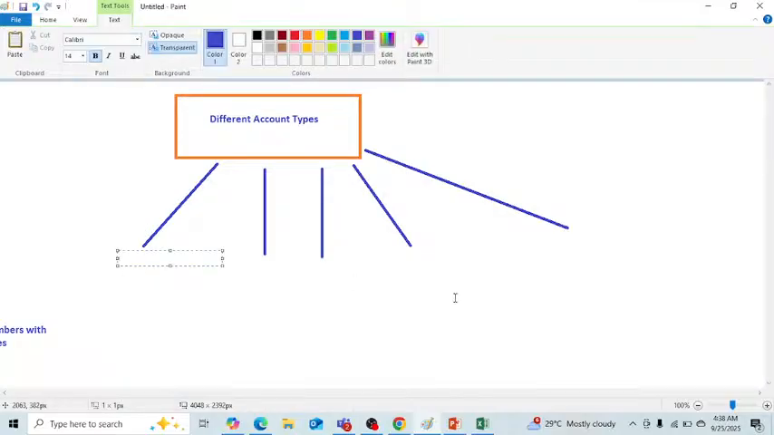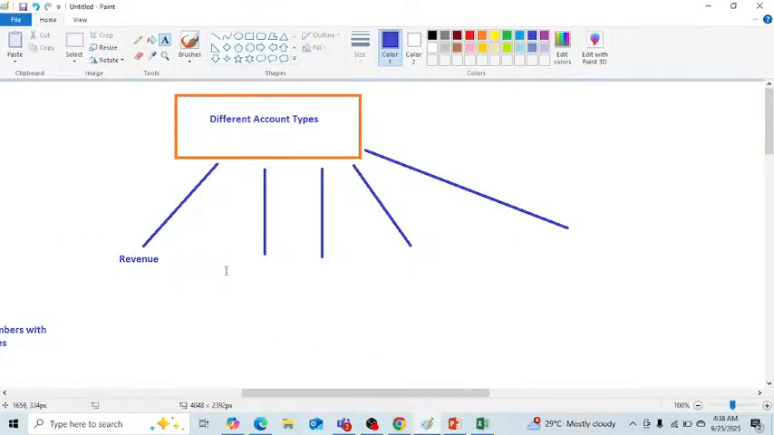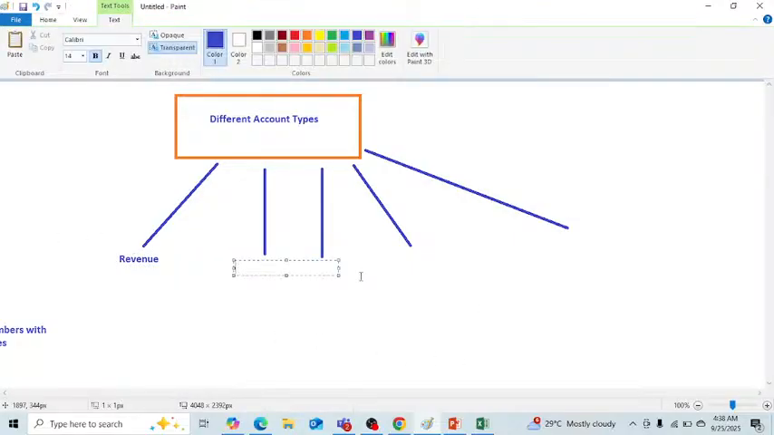So first one is revenue. It aggregates as a positive number. The second thing that we have is expense. It aggregates as a positive number, but it is usually displayed with a negative sign in reports to show its impact on profit.